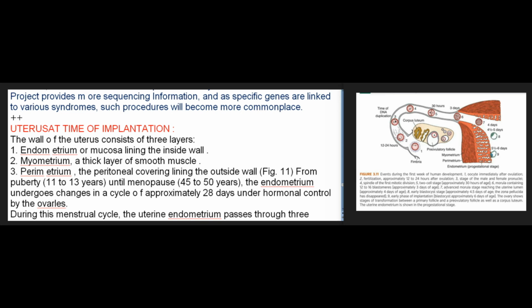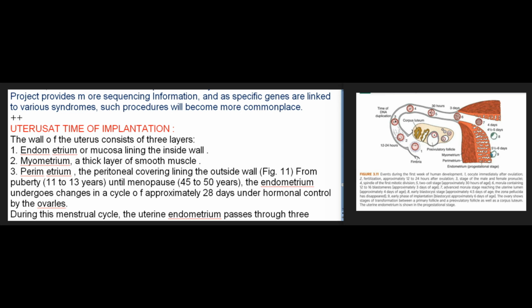Uterus. At time of implantation, the wall of the uterus consists of 3 layers: 1, endometrium or mucosa lining the inside wall; 2, myometrium, a thick layer of smooth muscle; 3, perimetrium, the peritoneal covering lining the outside wall.